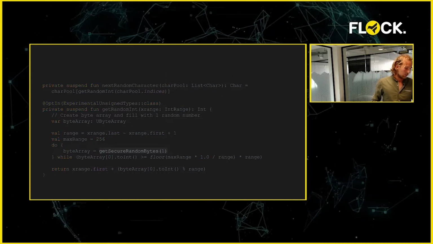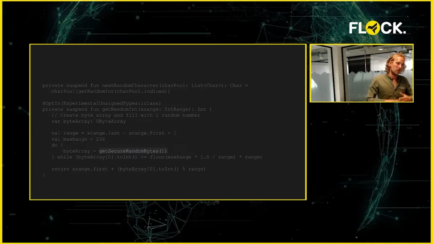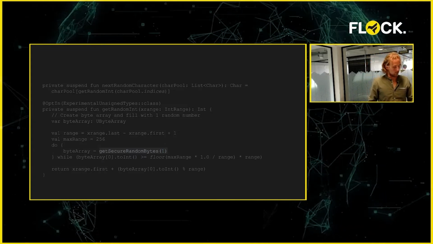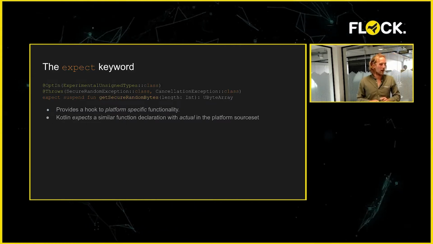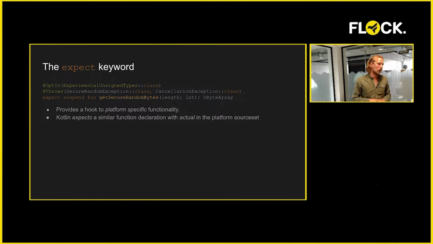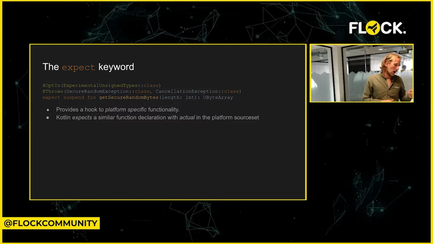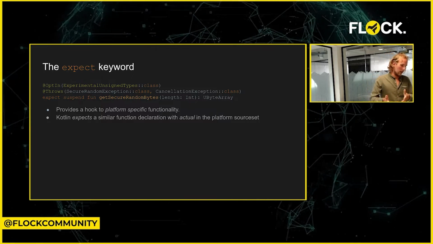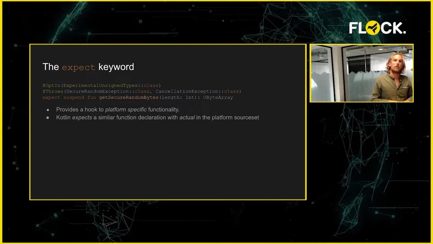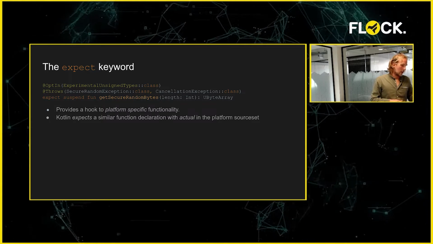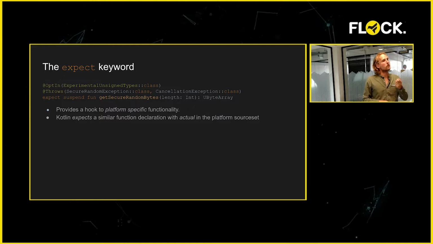So the focus that I want to put here is on getSecureRandomBytes, because that is where we can benefit from the platforms that we're going to implement this on. And where we benefit from the platforms is where we're going to use an expect keyword. So I've created a function called getSecureRandomBytes, and I put a little keyword in front of it called expect. What that expect does is provide a hook to platform-specific functionality.